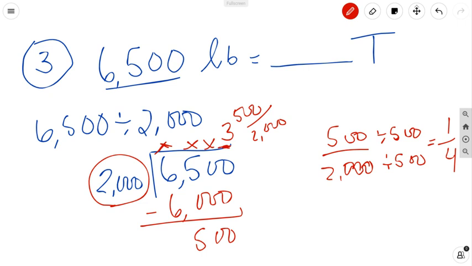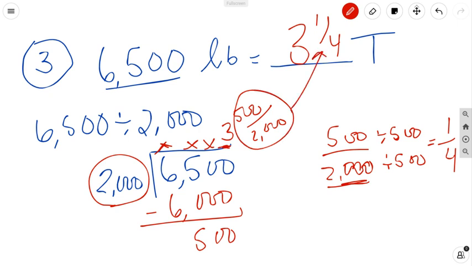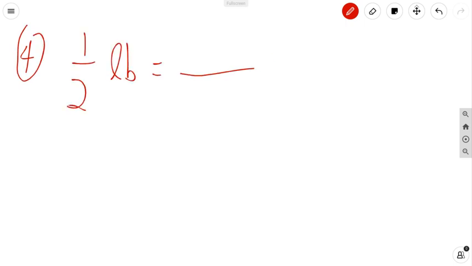2,000 divided by 500 is 4. 500 plus 500 plus 500 plus 500 gives me 2,000. So my answer is really 3 and 1/4. I just turned this into that. Okay, that's probably the hardest one we'll have. And that was just because the numbers are a little bit larger. What if we have 1/2 pound, and I want to know how many ounces that is?